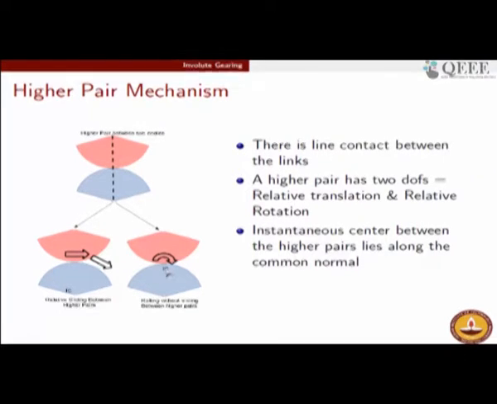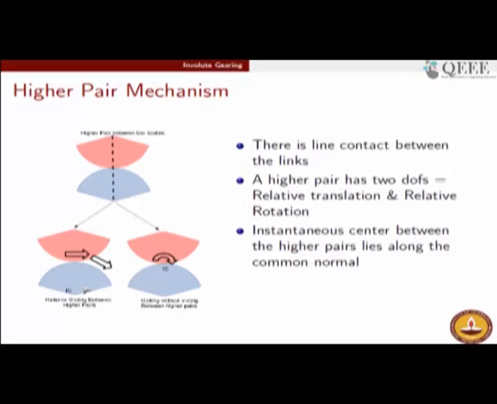Please note that in both cases the instantaneous center lies on the common normal between these two bodies. Obviously, the point of contact lies on the common normal. Also the instantaneous center, which is the center of curvature in this case, also lies on the common normal. This is true for any body, not just bodies which are shown in this fashion as circles; it is true for any body, not just circularly shaped objects.